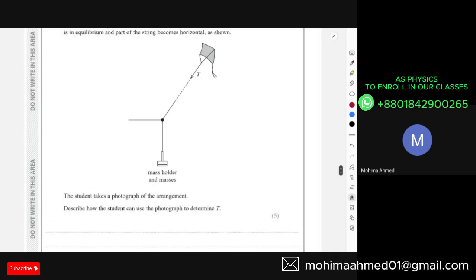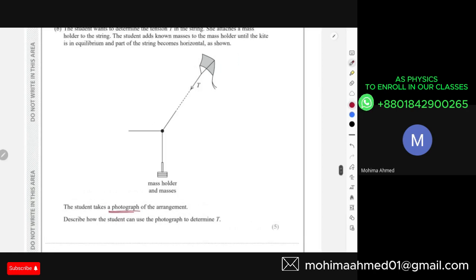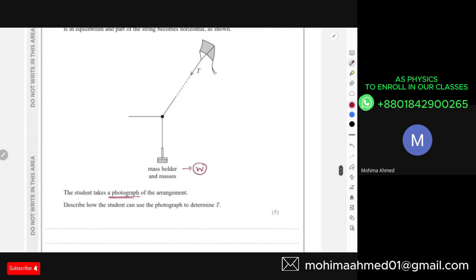If the student wants to find out the value of T, then the first thing I have to obviously take is the measurements from the photograph, right? It was already stated the student took a photograph of this entire arrangement. So since it is on a photograph, then I can take measurements from the diagram also. So first, obviously, the mass holder creates weight here, right? So I have to calculate the weight using the equation W equals mg. That will calculate the value for my weight that is hanging from the mass hanger.